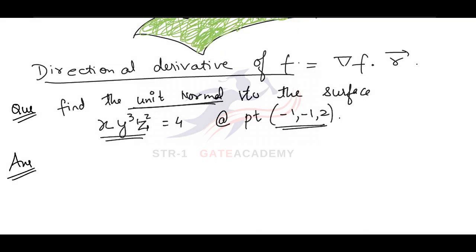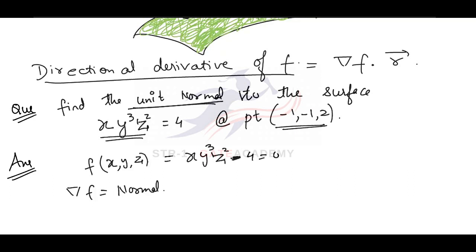So the normal is nothing but the gradient. Very good. You just want to find the gradient. So let us say my function f of x, y, z is x y cube z square minus 4 equal to 0, right? So you want grad of f, which is nothing but the normal vector.